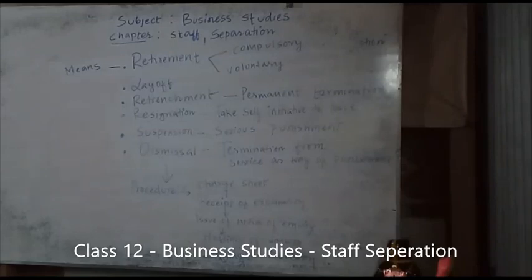But this is generally awarded only after a proper inquiry. Only after a proper inquiry such things are done, suspension is given. The last one is dismissal. What is dismissal? Dismissal refers to terminating the service of an employee by way of punishment due to certain reasons. Dismissal means you are being terminated from the service.